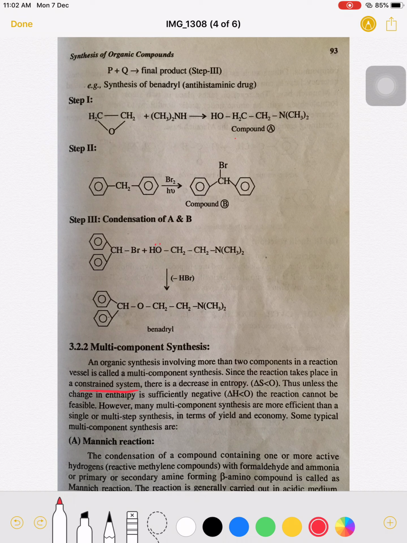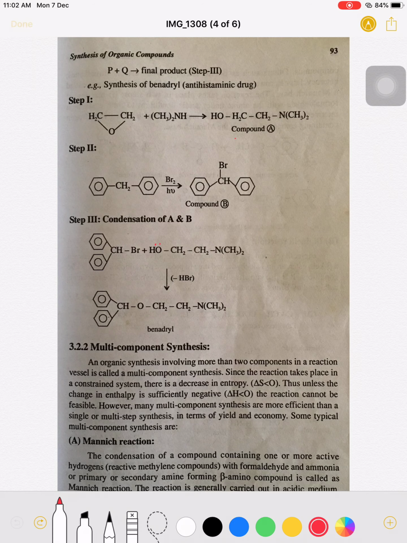So, this multi-component synthesis is more efficient than a single or multi-step synthesis, because in terms of yield and economy, the efficiency of this multi-component reaction is more than single step. Therefore, it is more efficient. So the multi-component reactions are more efficient than single steps or multiple steps because of the higher yield and economy. So the example for this multi-component synthesis is the Mannich reaction.